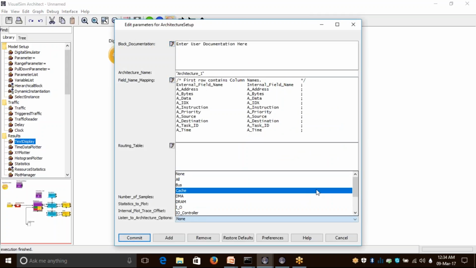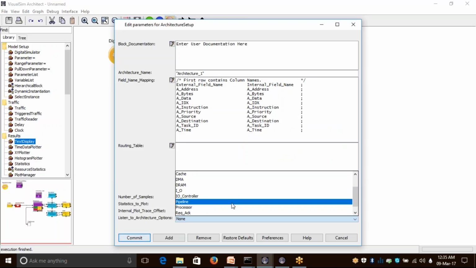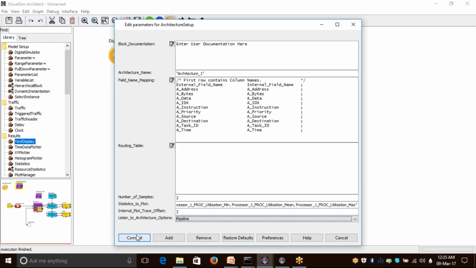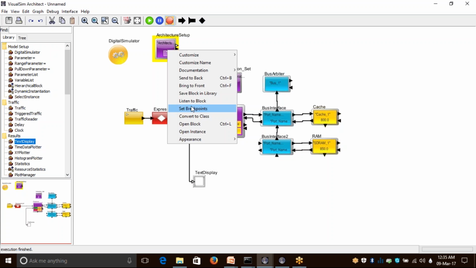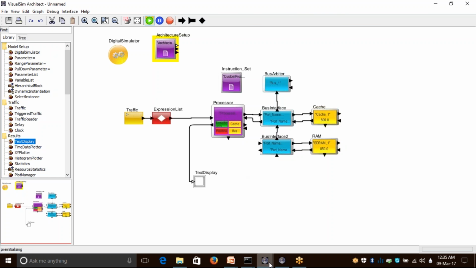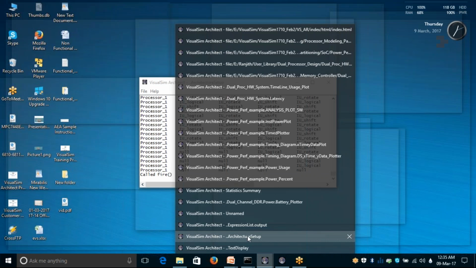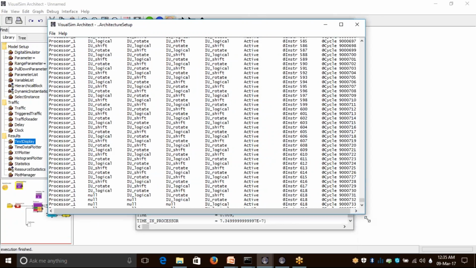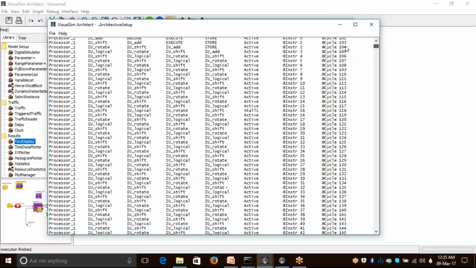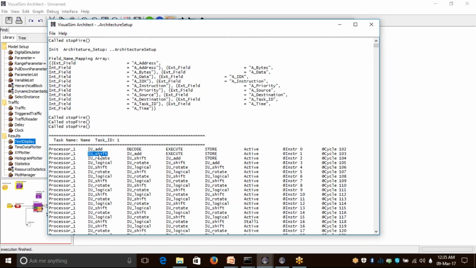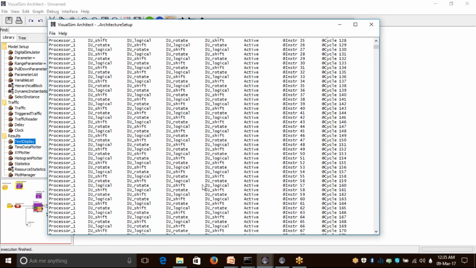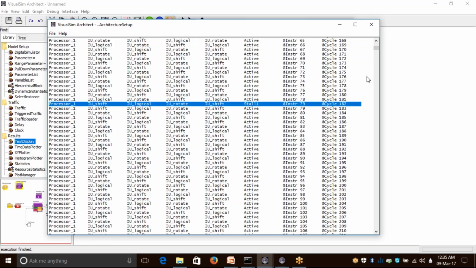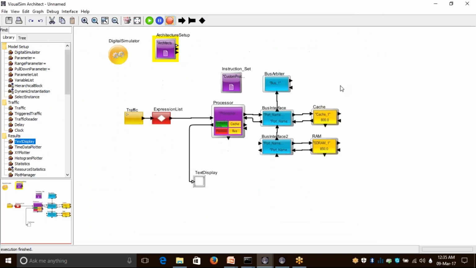For example, you can look at how exactly the processor pipeline works. I can look at it by listing the processor table, and you can see how exactly the processor pipeline is being executed: which instruction is considered and which one is active, and when your processor is stalled, or maybe waiting for the data or instruction from the memory itself.